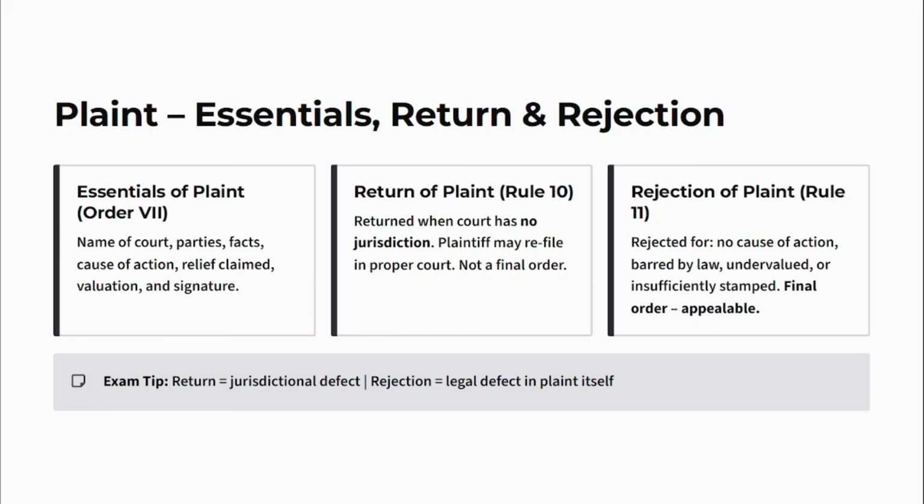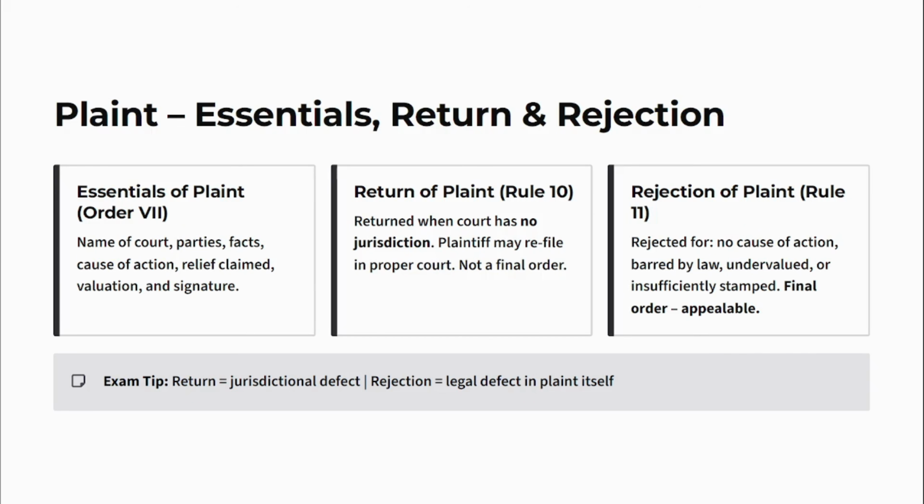Order 7 says a plaint must have the name of the court, names of both the parties, the facts, the plaintiff's wants, that is the relief, the value of the case, and a signature. So, return of plaint, rule 10, happens when the court has no jurisdiction. The plaintiff can take the same plaint and file it in the correct court. So this is not a final decision.